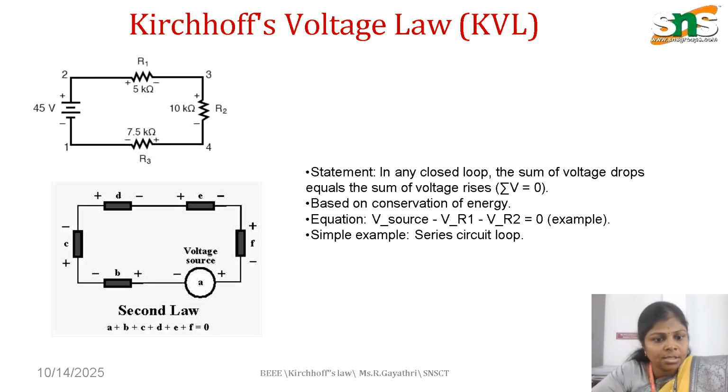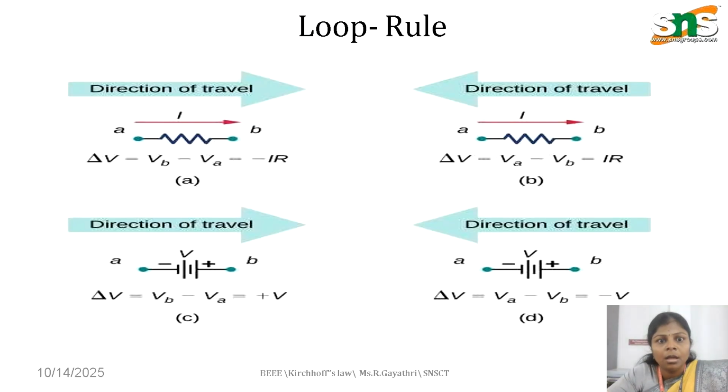As well as in the second circuit, the sum of the voltages around the loop A, B, C, D and F is equal to 0. Then coming to the loop rule, the direction of voltage travel is considered. When a resistance is there, the current will be flowing through it, and there will be a voltage drop between the nodes A and B, where the potential drop is VB minus VA, which is equal to minus IR.